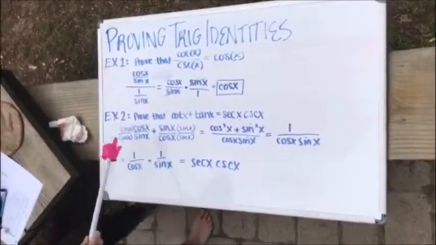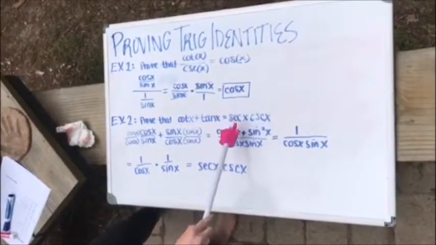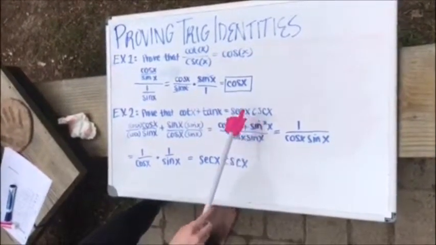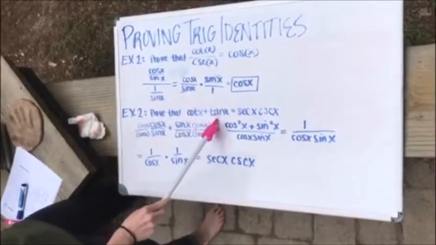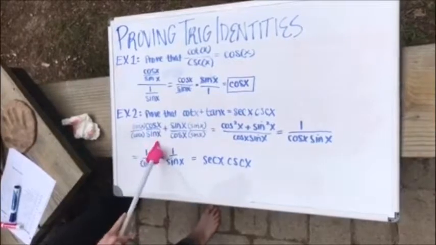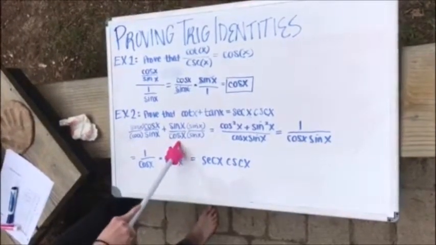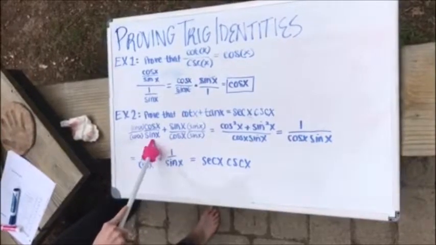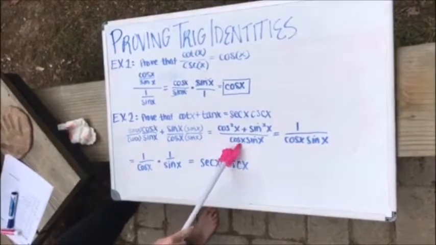Now for example 2, we're going to prove that cotangent x plus tangent x is equal to secant x times cosecant x. And so like always, we're going to start by changing the cotangent and the tangent to sines and cosines. And so we get cosine x over sine x plus sine x over cosine x. And our next step is going to be to get a common denominator. And so to do that, we need to have our denominator equal to cosine x times sine x.